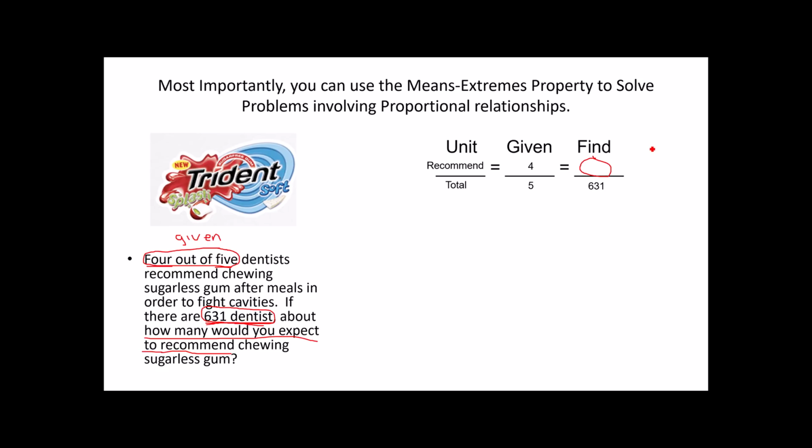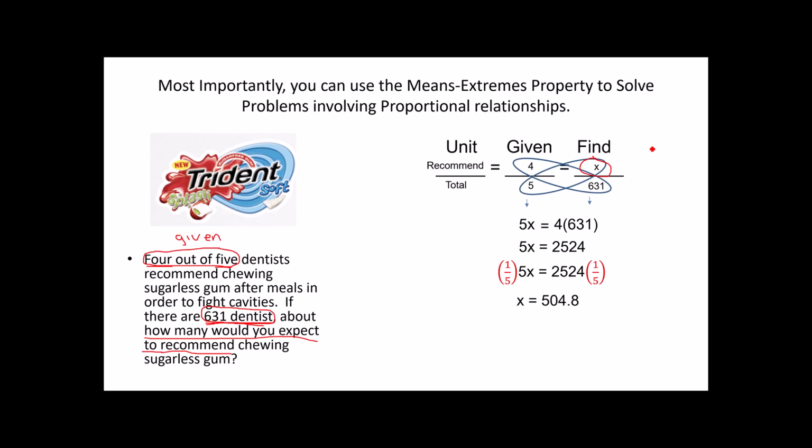So I plug in my values. They told me the total. They asked me how many recommend. I've got the proportion set up and I'm good to go. I'm going to use that means extremes property, 5 times x, just like I did on the other slides, 4 times 631. Those have to be equal to each other. The hardest part of the problem is done. It's just multiplication, get rid of the times 5, you have your solution.